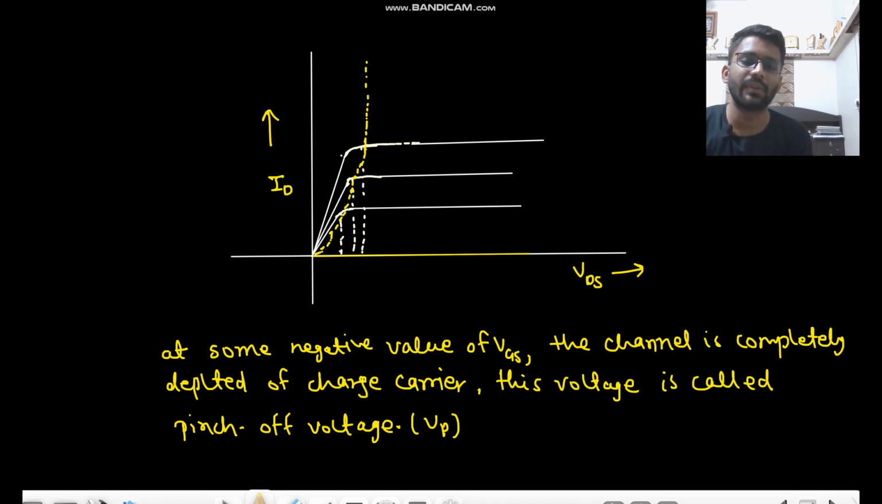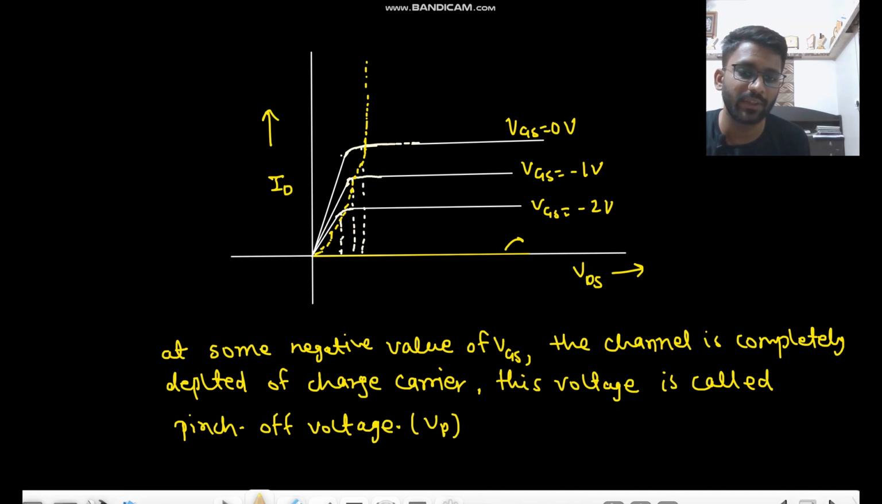Okay, so if this was your VGS equals 0 volt, then this would have been your VGS equals -1 volt, and this would have been your VGS equals -2 volt, and this would have been VGS equals Vp, right? And the Vp value will be negative, right? And if the current is getting less, it will saturate at a lower point as well, right?